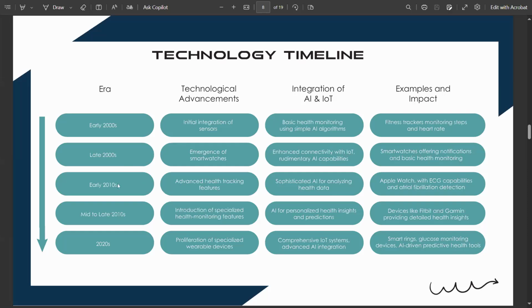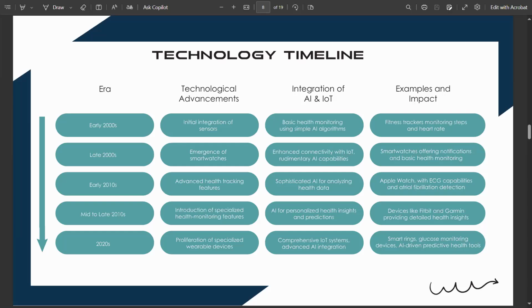Moving towards the early 2010s, AI and IoT began to merge. Now, devices started to incorporate more sophisticated AI algorithms, enabling the analysis of collected health data more effectively. This period also saw the initial merging of IoT and wearables, which enhanced device connectivity and data sharing capabilities. Some of the examples can be Apple Watch with ECG capabilities and atrial fibrillation detection.